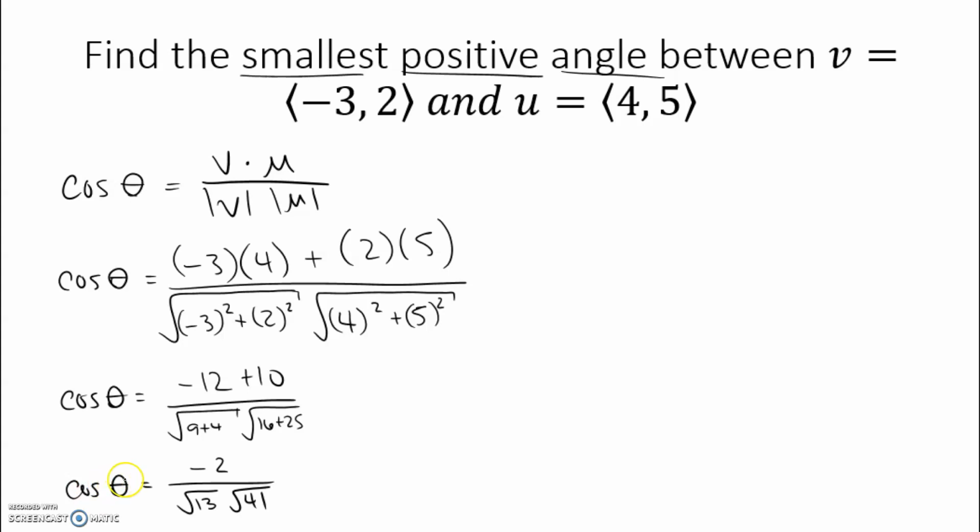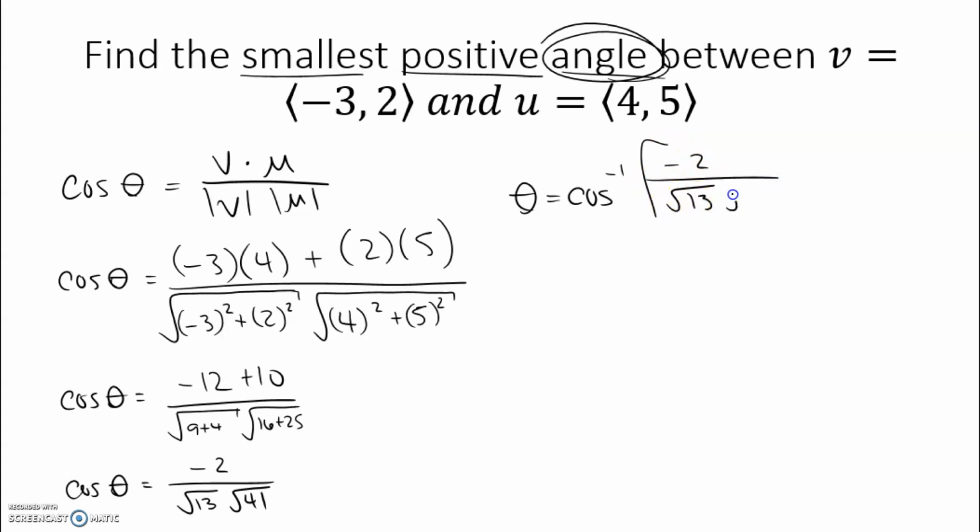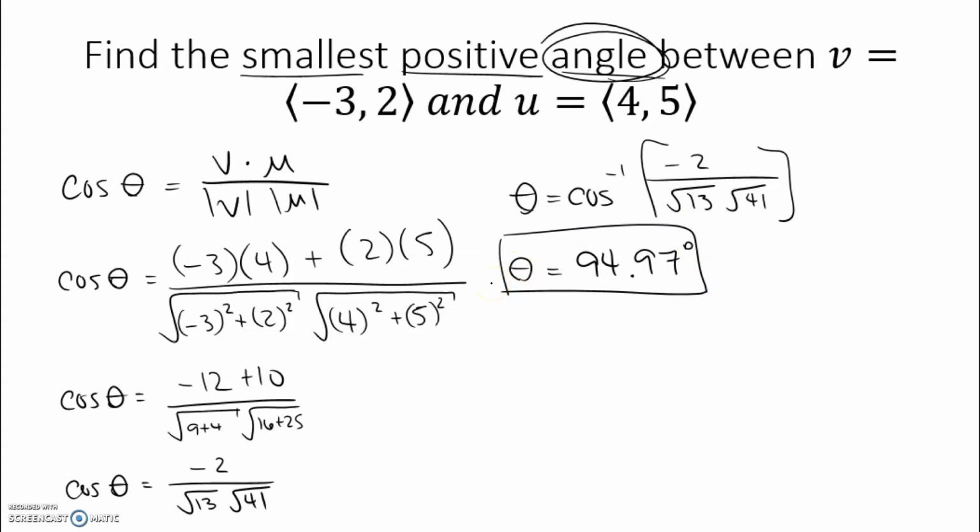Okay, now I'm not looking for cosine of theta, I'm looking for theta. I'm just looking for an angle. So theta is equal to the inverse cosine of negative 2 divided by the square root of 13 times the square root of 41. So if you enter that into your calculator, and we're going to look at this in degrees, so make sure your calculator is in degrees. What you should get is 94.97 degrees. So this angle right here is the smallest positive angle between vector v and vector u. And that is the end of this section.